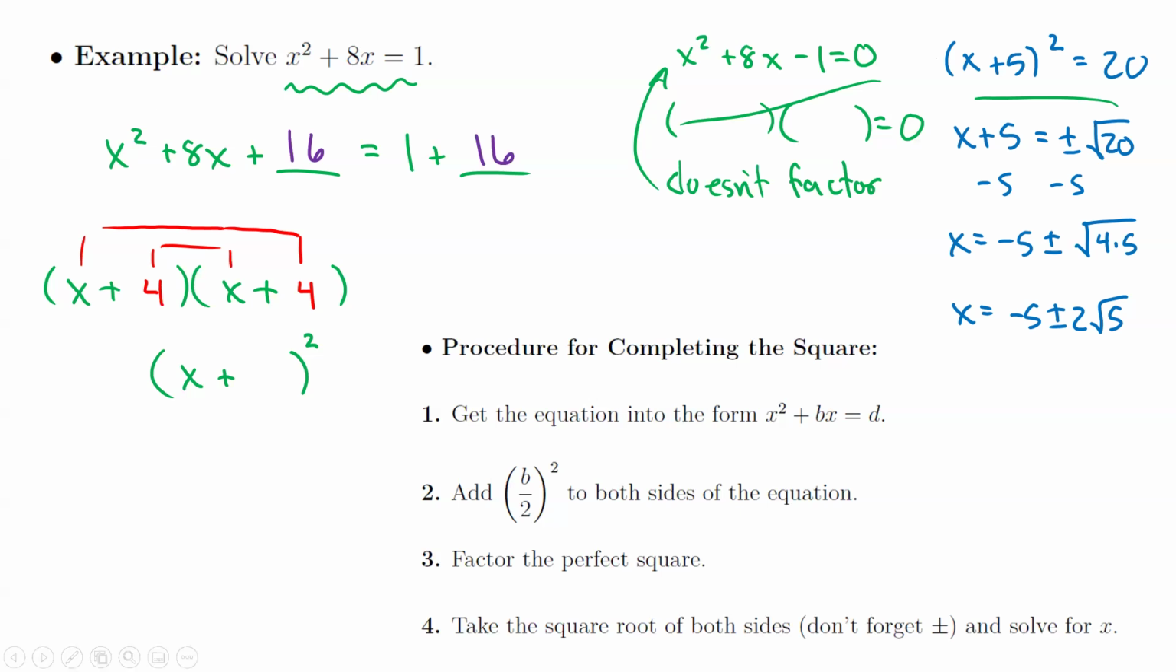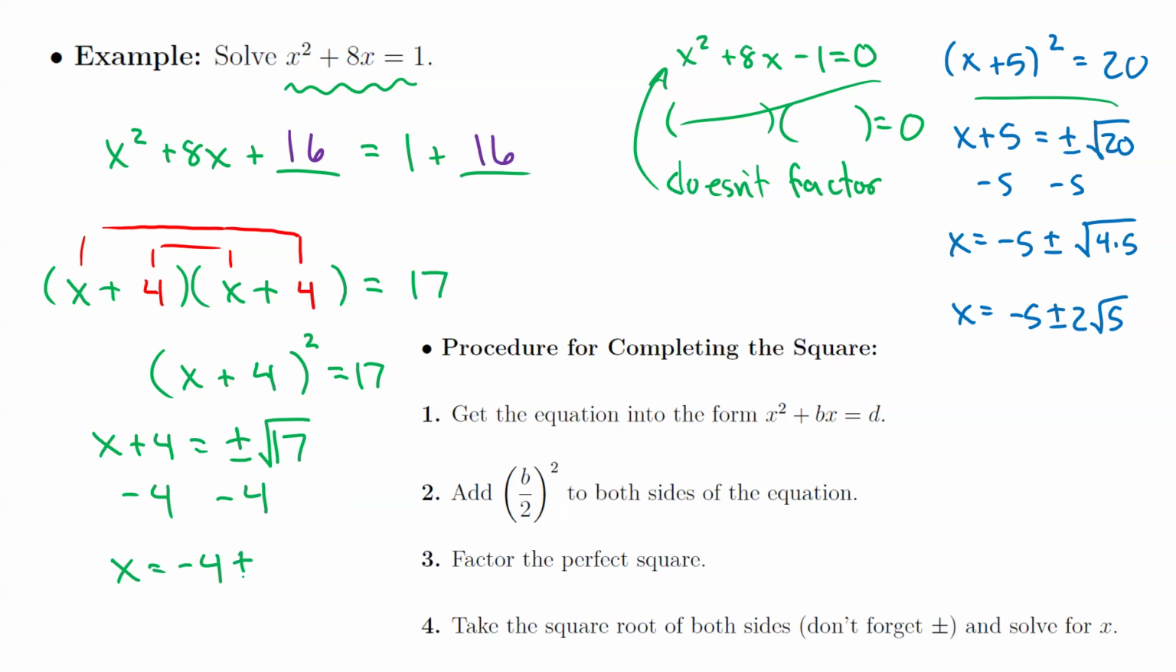So what that tells me is, yes, we can do this, and then it can factor into (x + 4) times (x + 4), and then that'll equal 17 on the right side, which of course becomes (x + 4) squared equals 17. And at this point, I can go ahead and apply the square root property. And then I can subtract 4 from both sides. So x is equal to negative 4 plus or minus the square root of 17.